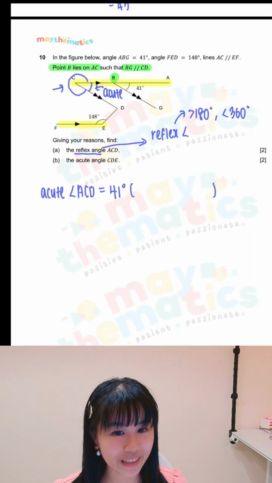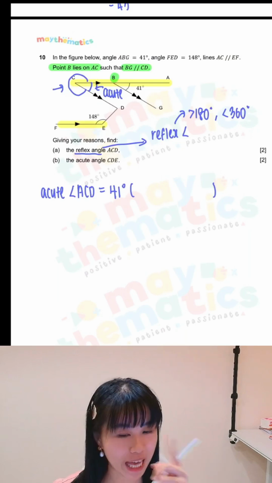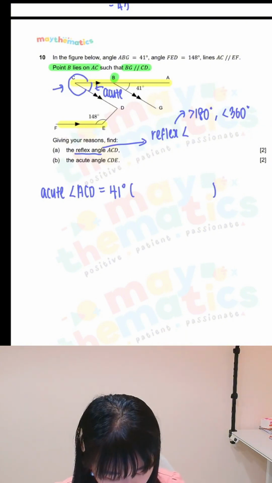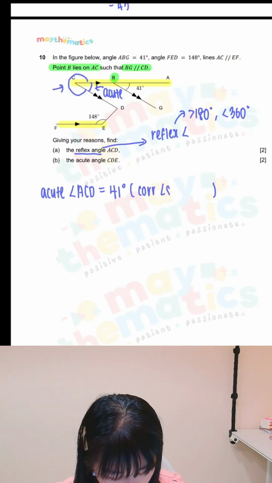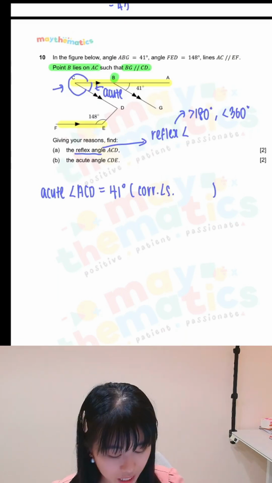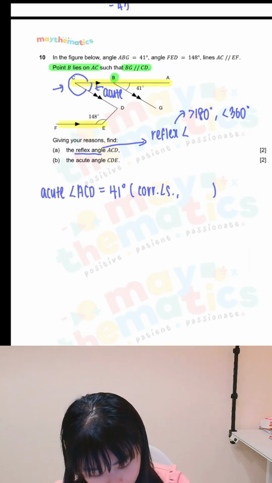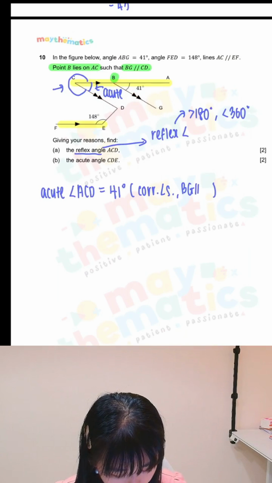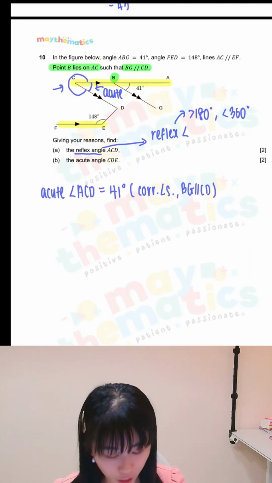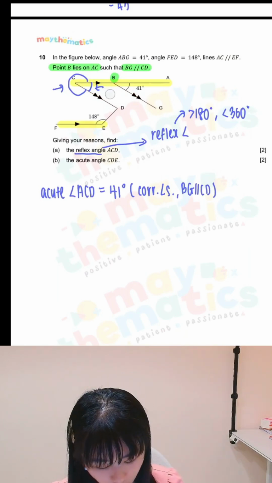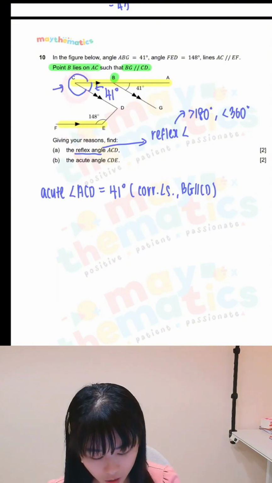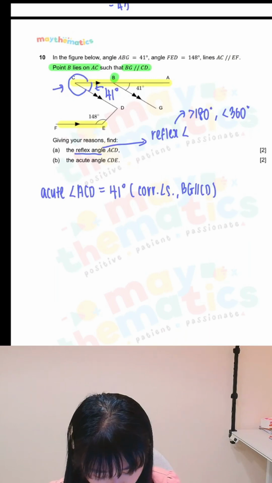Okay, what's the property? Property for F shape, anybody? So I see corresponding, very good, Taichen. Corresponding angles. But for this corresponding angle you must take a parallel line. So you must take BG parallel CD. Okay, good. So if you know this one is 41 degrees, now you can find this one.